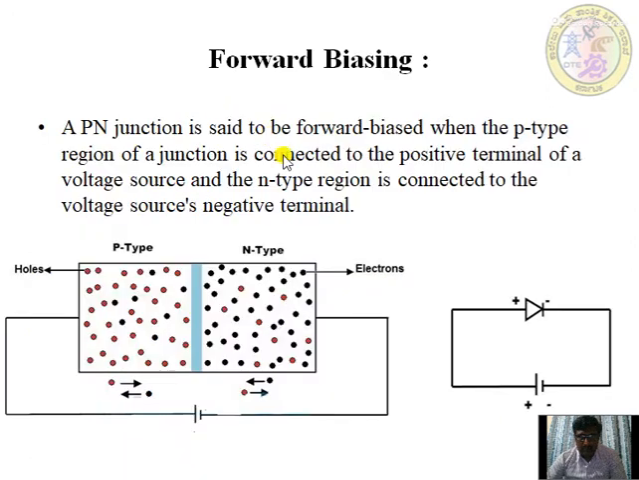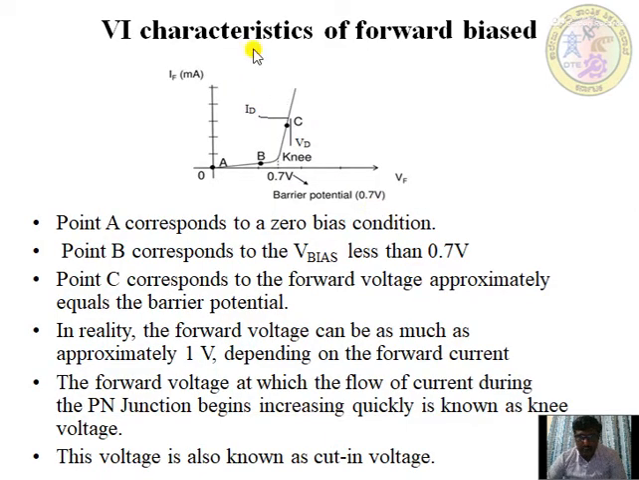So what will happen when we apply a voltage source? This is the VI characteristics of a forward bias. Forward bias means it will always be in the positive region. This is the voltage versus current characteristic of a diode.